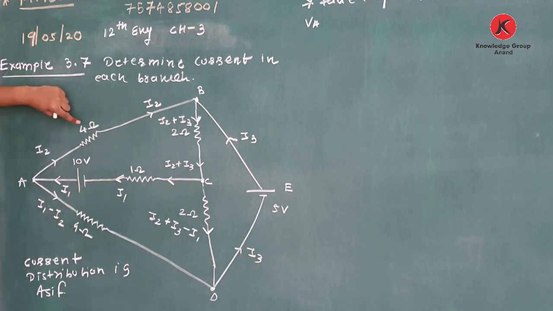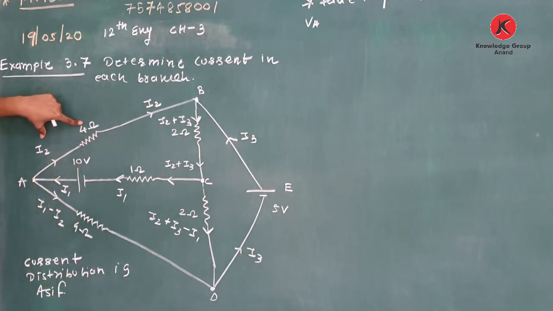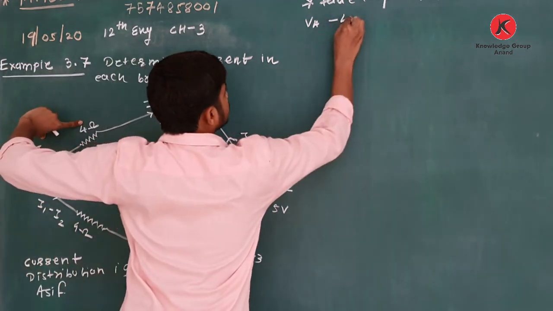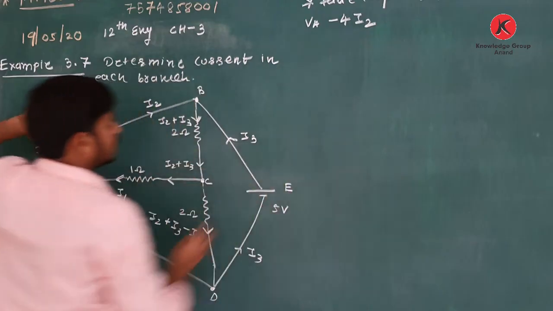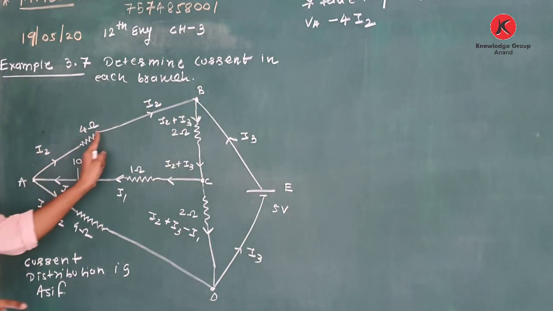First we encounter the 4 ohm resistor. The current flowing through it is I2. We are moving from A to B, which means we are moving in the direction of current, and you know that when we move in the direction of current, potential drops, so we have to write a minus sign. So it is minus 4 I2. Clear about this?